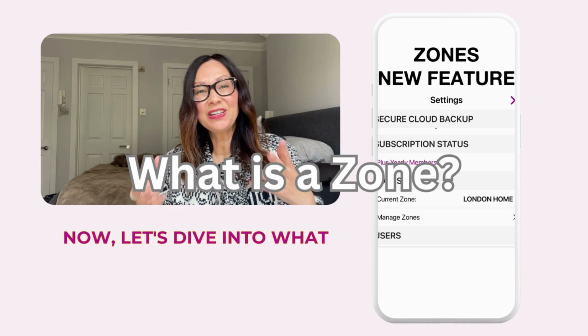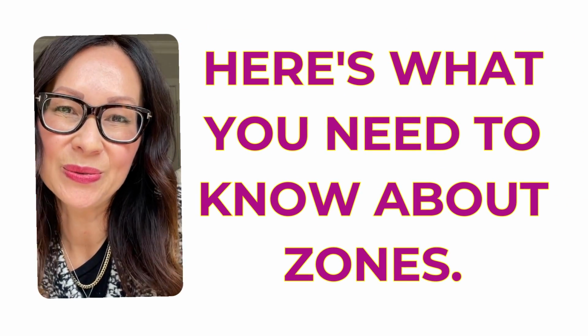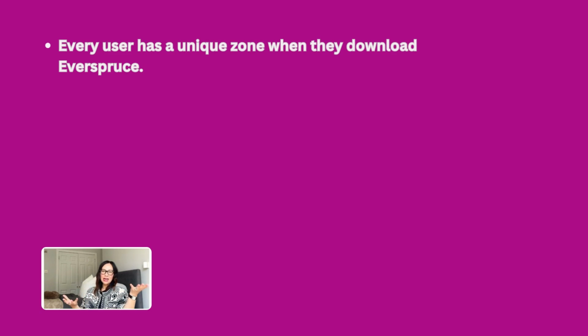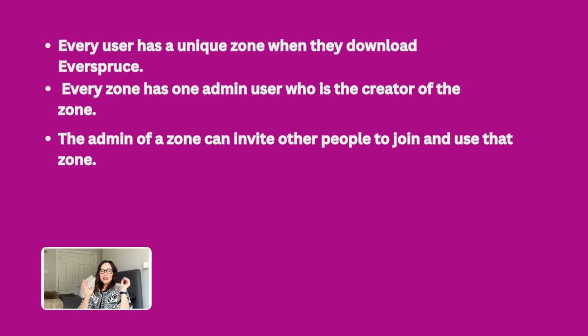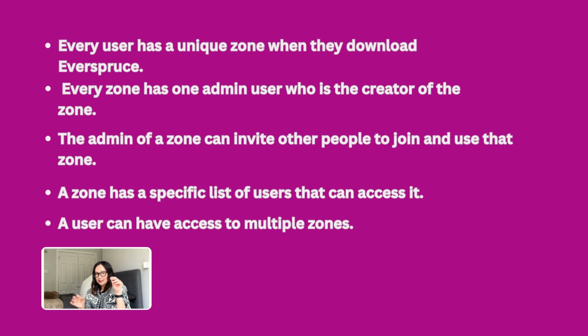Now let's dive into exactly what a zone is. Here's what you need to know about zones. 1. Every user has a unique zone when they download Everspruce. 2. Every zone has one admin user who's the creator of the zone. 3. The admin of a zone can invite other people to join and use that zone. 4. A zone has a specific list of users that access it. 5. The user can have access to multiple zones.